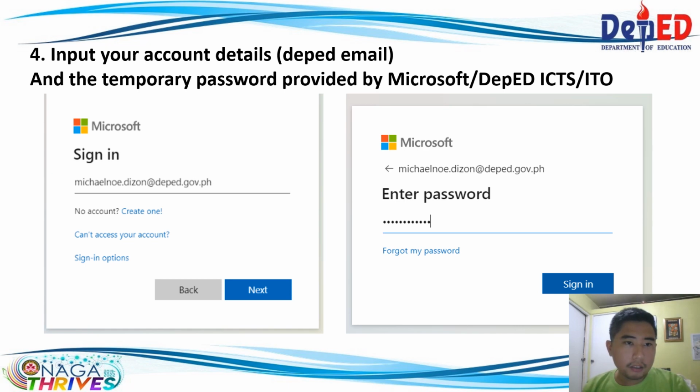Okay, so next thing to do is you need to input your account details. So you need your DepEd email and you need to type it in here in the text box. So after that, you need to click next and another dialog box will appear asking you to enter your password. So here, you do not need to have a permanent password. You need to input the temporary password provided by our IT officer of the division. So after entering the password, you need to click sign in.